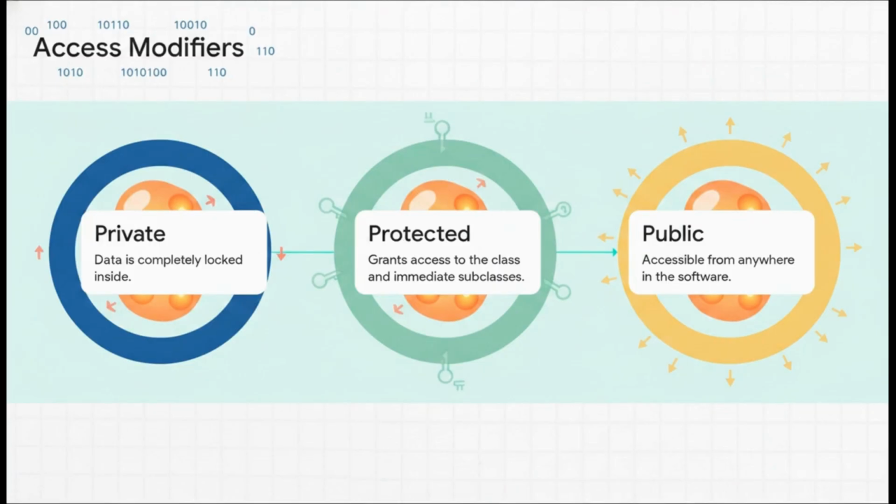Now, this protective capsule actually works using a strict set of rules, which we define using access modifiers. Think of these as color-coded security rings surrounding our capsule, dictating exactly who can reach which layer. Number 1 is private. This means the data is completely locked inside. Honestly, only the class itself even knows it exists. Number 2 is protected. That one is slightly looser. It grants access to the class and its immediate subclasses, kind of like giving a VIP pass to trusted family members. And finally, number 3 is public, meaning that method or data is accessible from absolutely anywhere in the software.